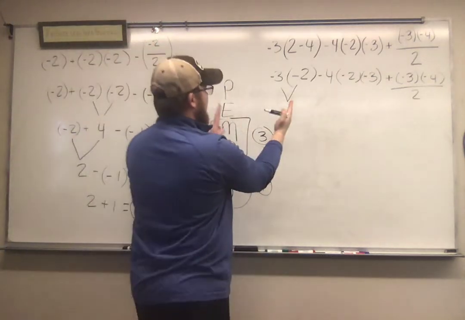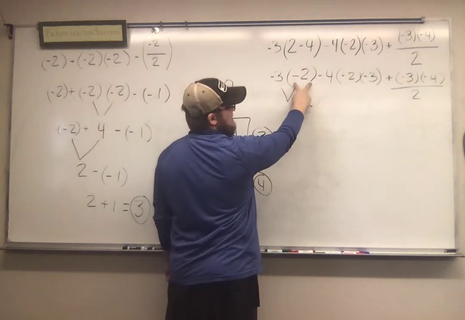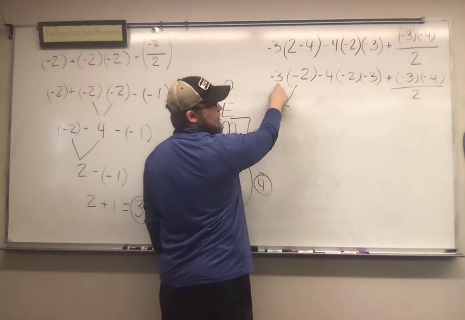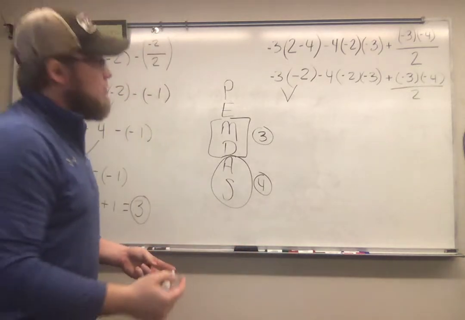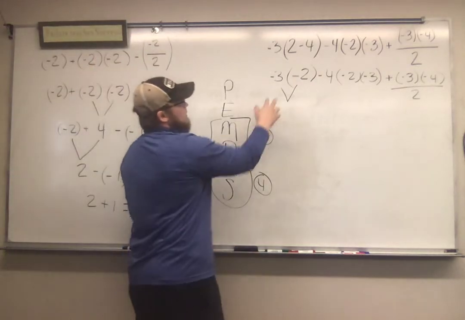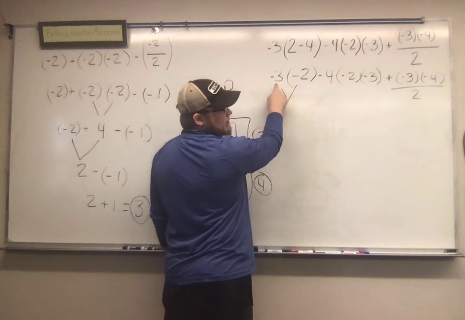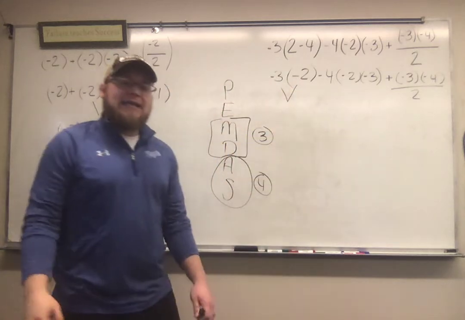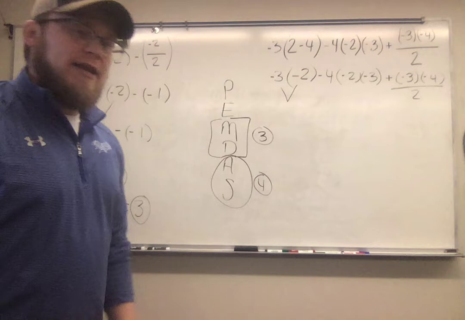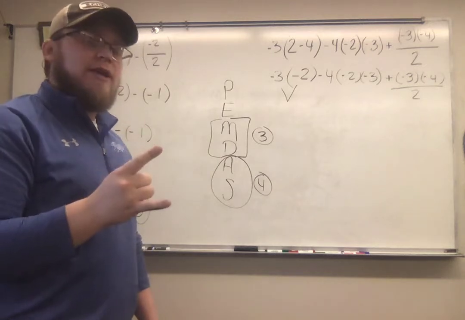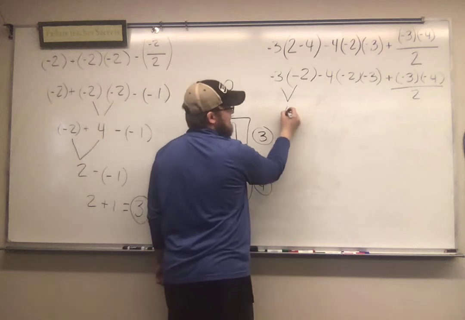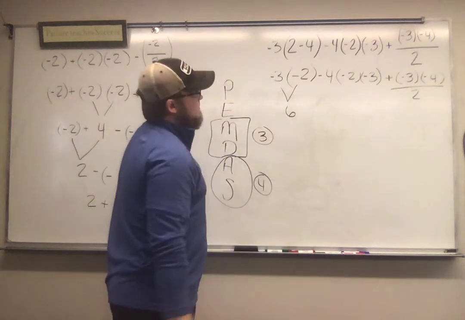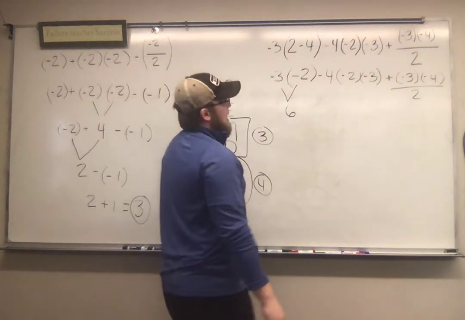So, starting from left to right. Remember, when you have parentheses next to a number, that means multiply. That's what it means. So here's our equation. -3 times -2. We already have 2 negatives, we don't need another. So the answer is going to be 6.